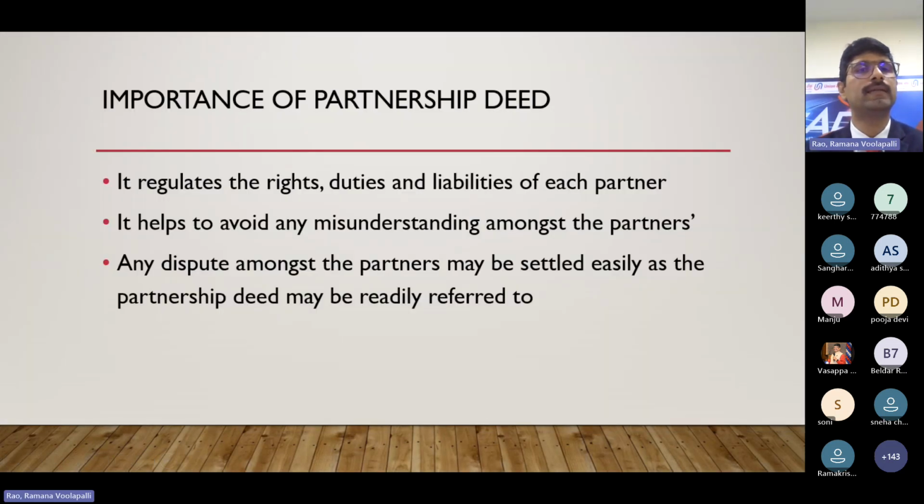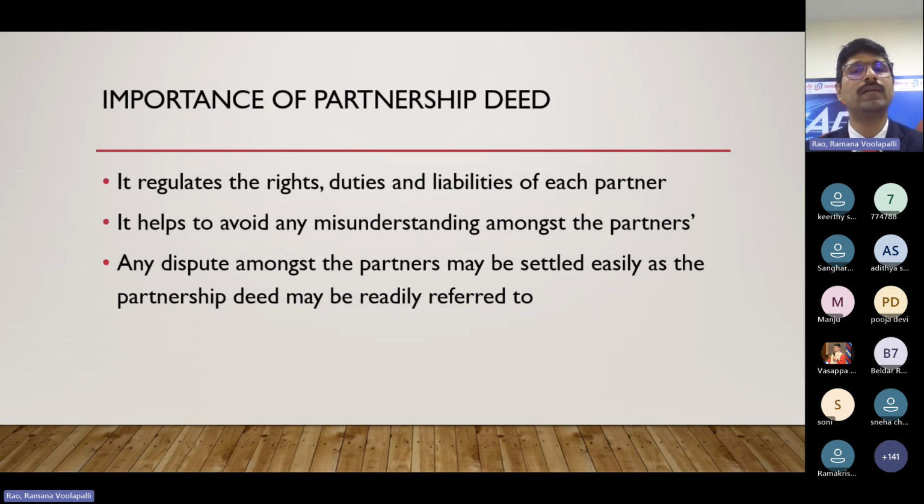So next is the importance of the partnership deed. Now we have told about what the partnership deed contains. A partnership is an association of people, and unless there are certain written rules among them about the business they are going to conduct and what their rights and duties are, the partnership may not be able to continue for a longer period. So it is a highly important document for a partnership.